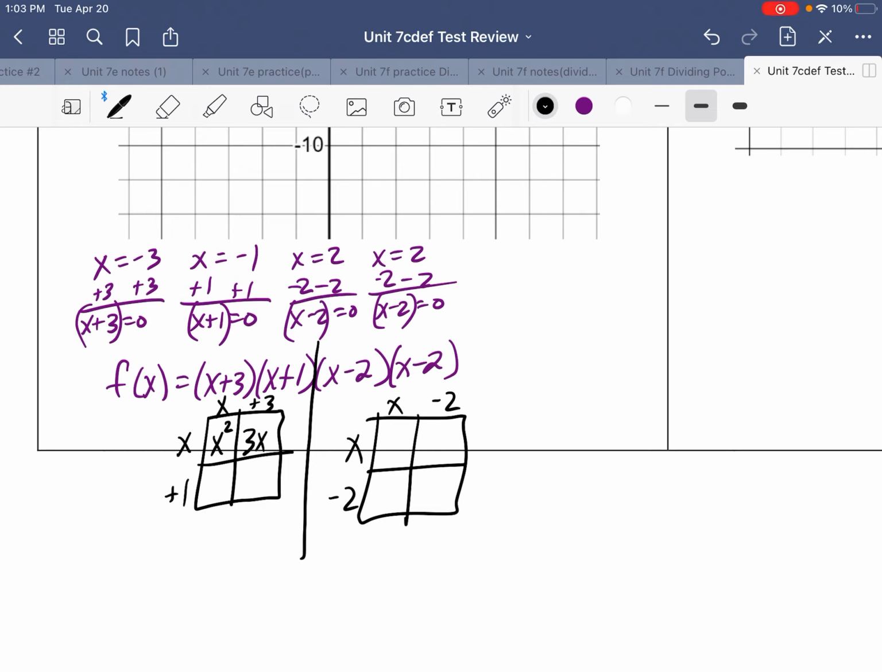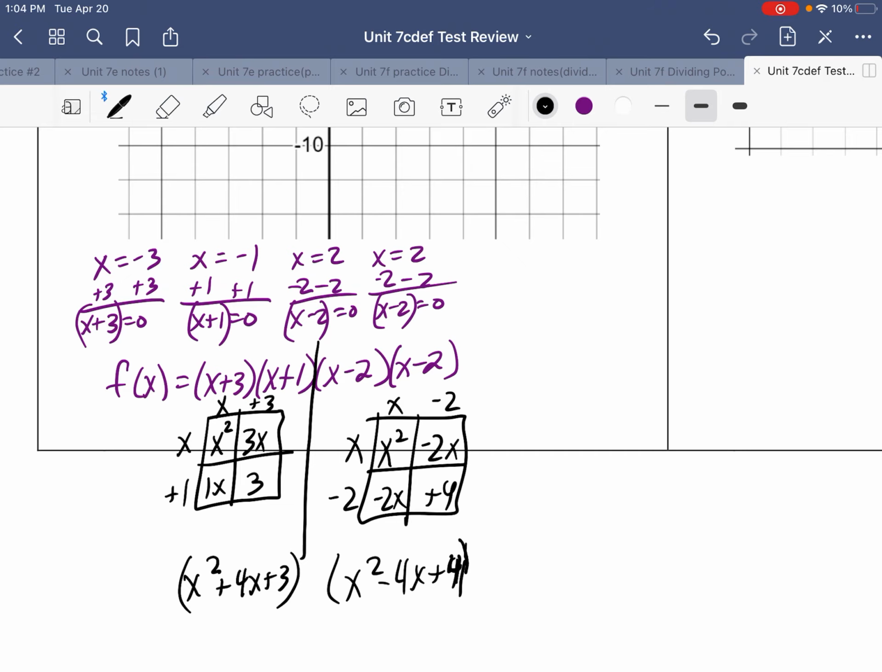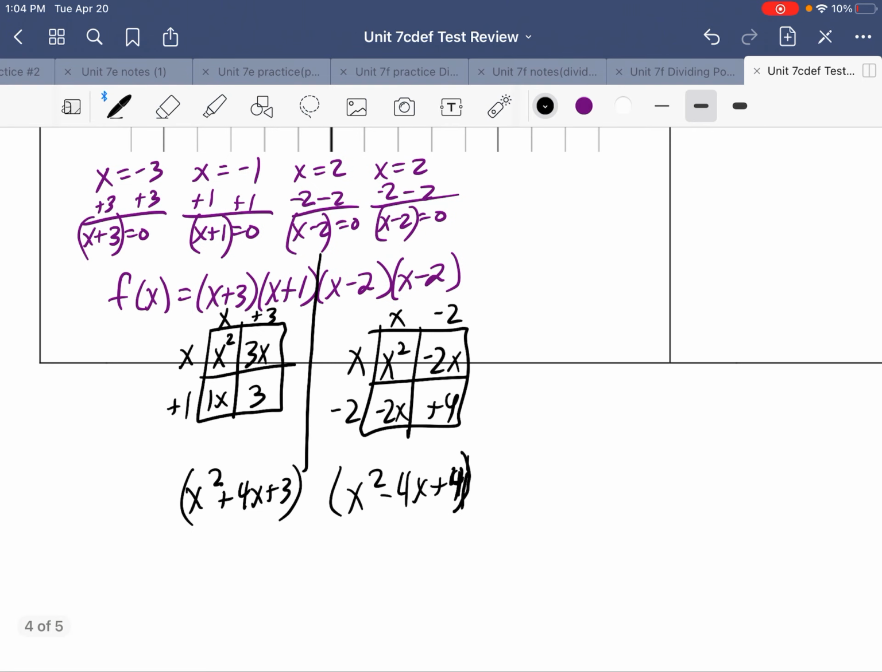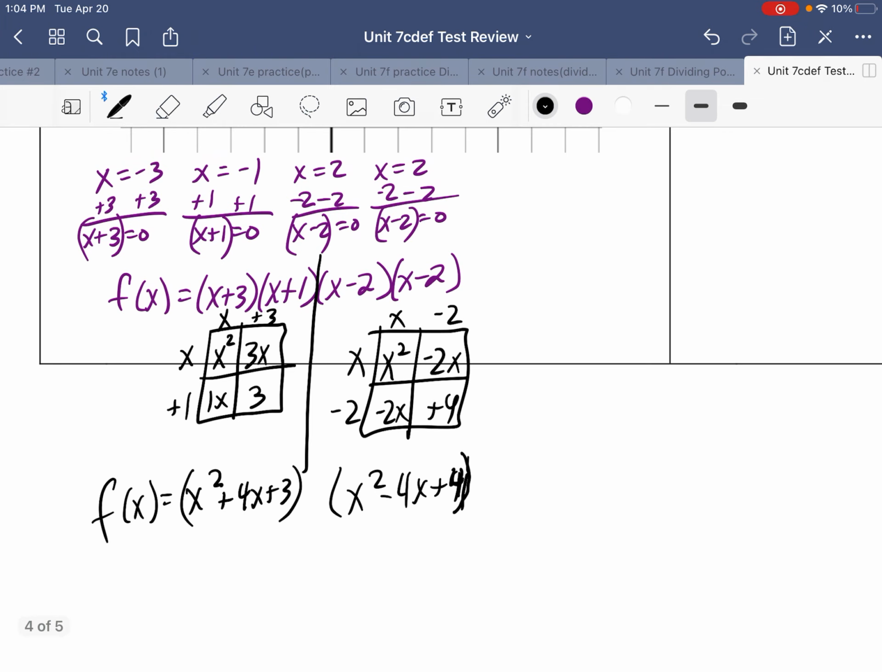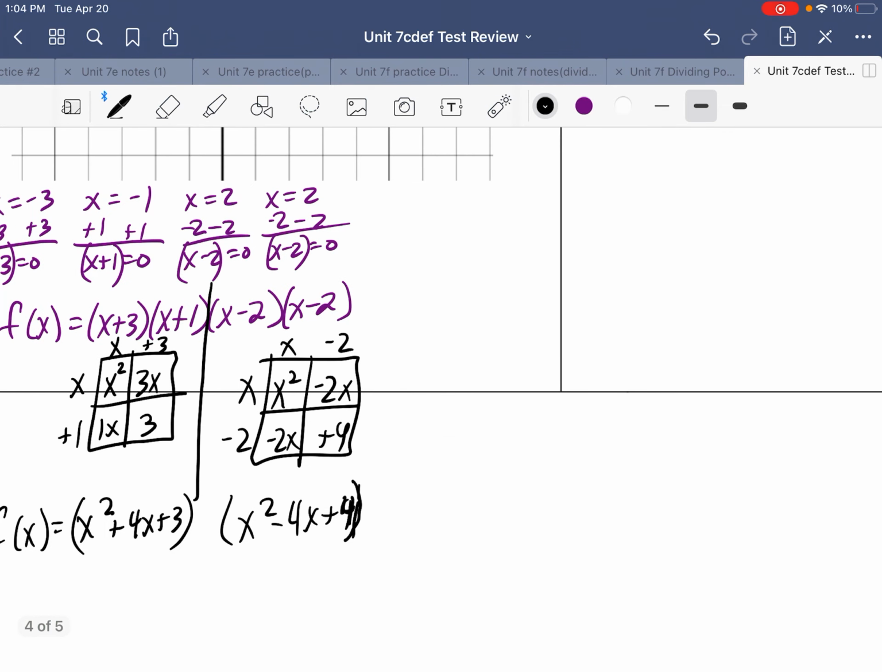So x squared, 3x, 1x, 3. So that's going to be x squared plus 4x plus 3. What's this other one? x squared minus 2x plus 4. So that's x squared minus 4x plus 4. It's getting wild here. All right, now we have a trinomial times a trinomial. Oof. All right, well, you got to do that. So got to do a 3 by 3.